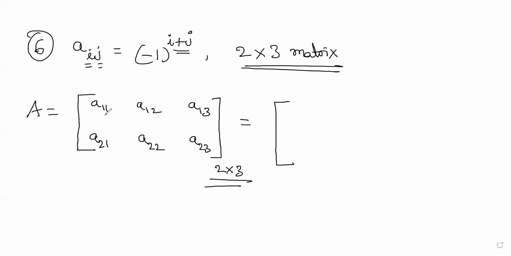1 plus 1, even, so I will get 1. 1 plus 2, odd, I will get minus 1. 1 plus 3, even, again plus 1. Then minus 1, plus 1, minus 1. Clear? Simple. Try it out. Clear, everyone? How to do this? Very good. Now let's move on.